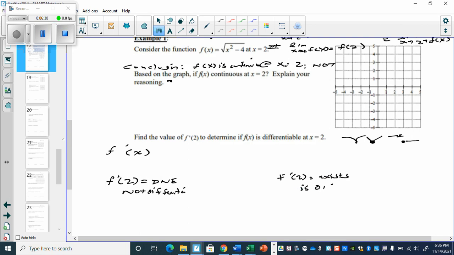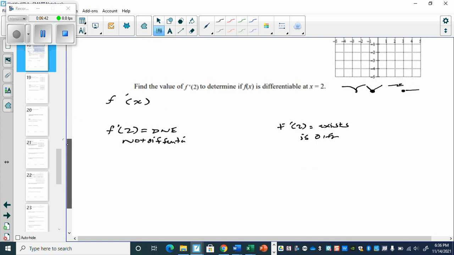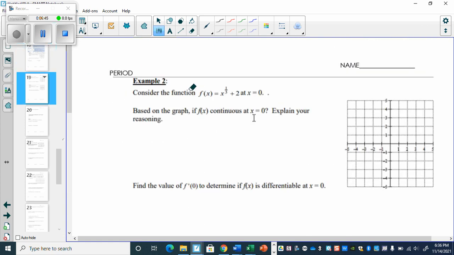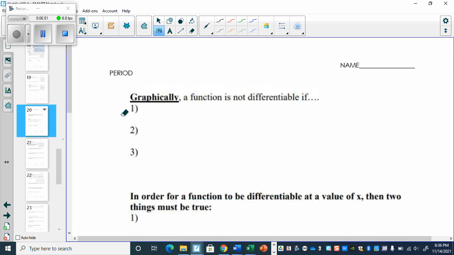...is differentiable. Okay? Moving on. Example 2, same type of problem. Okay?